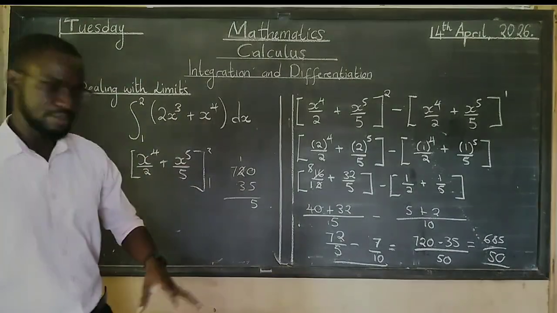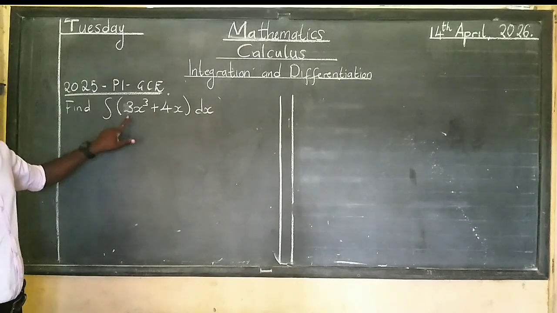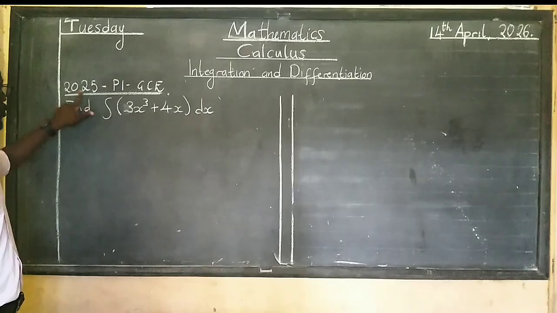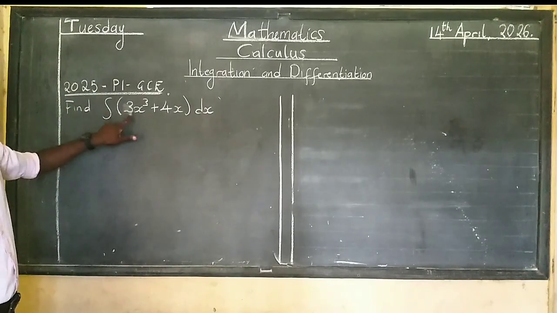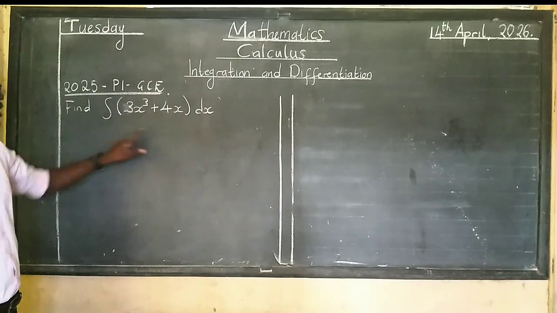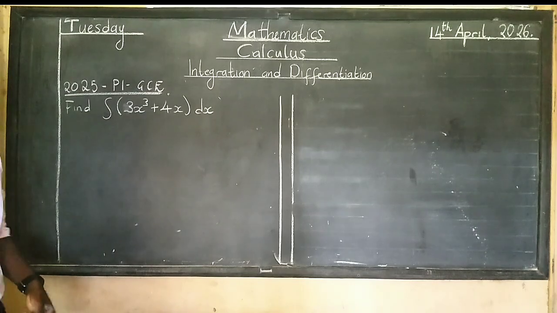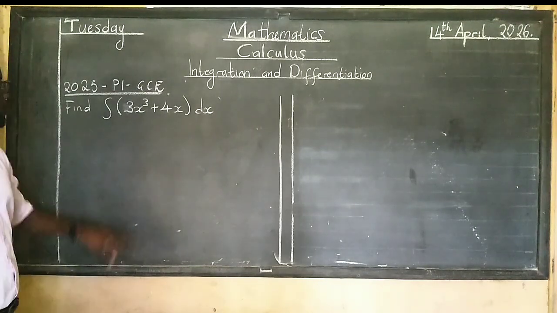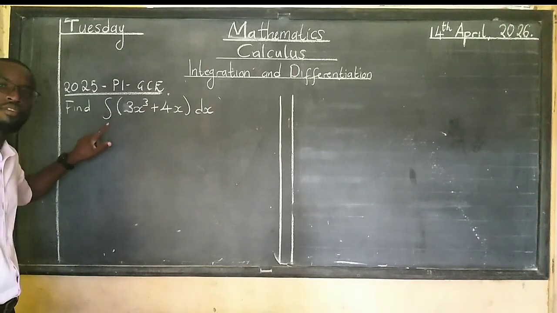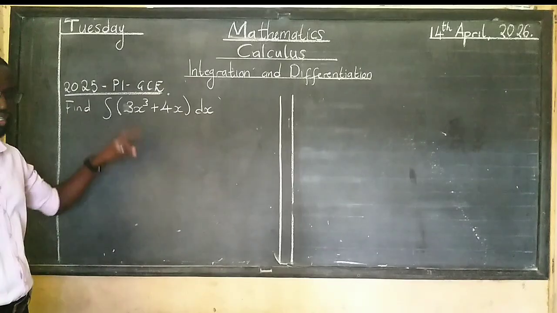Now let's solve an exam question. Okay, so this is how questions are going to look in the exam. This is the 2025 paper 1 GCE: 3x to the power 3 plus 4x, find the integral. They won't say differentiate. As long as you see the snake, you should know that this is integration.